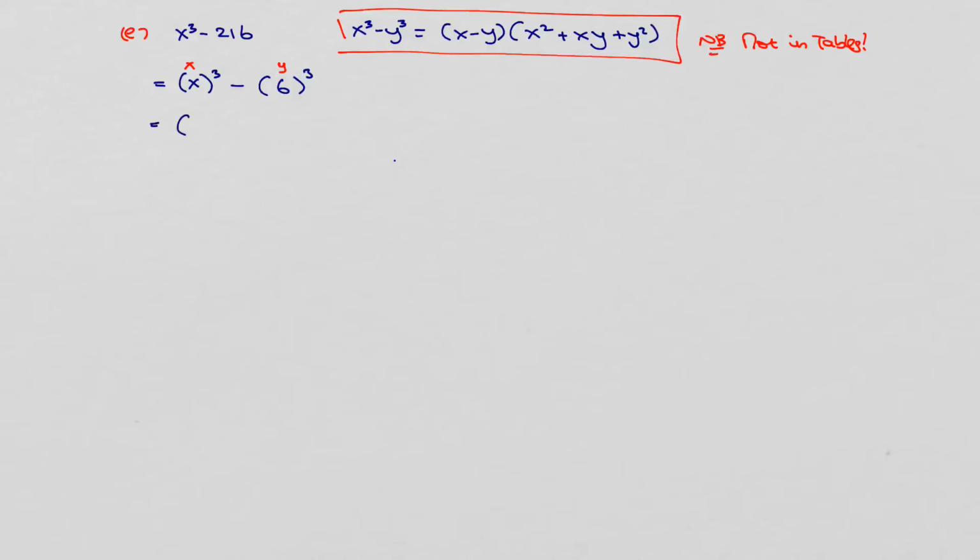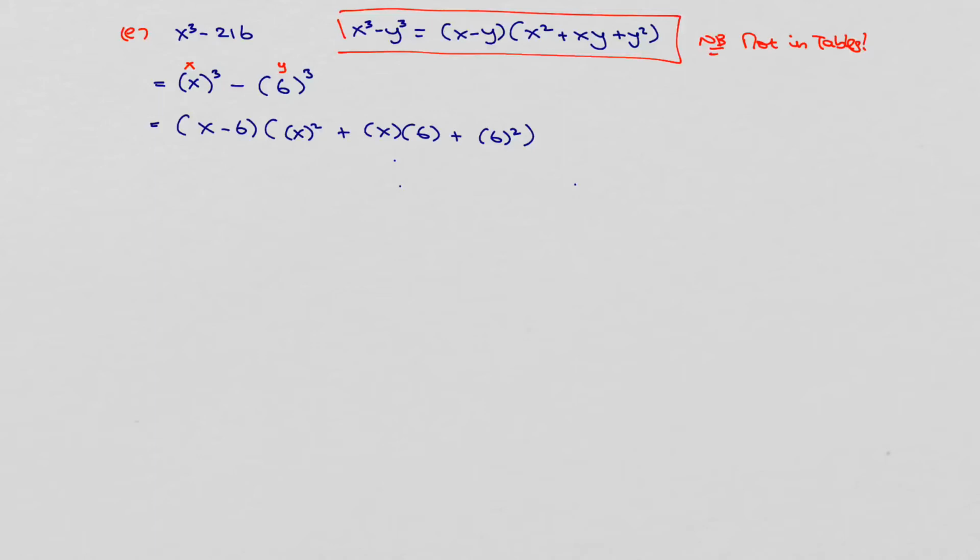So that's going to be x minus y, so x minus 6, times x squared plus x times y, so x times 6, plus y squared, in other words, 6 squared. So we have to be very careful when we're subbing back in here. You'll see that I'm using brackets, and this is because it's not always going to be x cubed. It could be anything in brackets there to be cubed. And you have to make sure that you're subbing in correctly into that formula, that it's the first term squared plus the first term times the second term plus the second term squared.